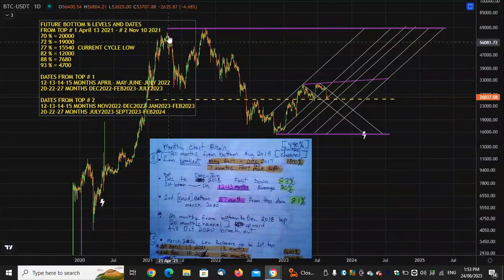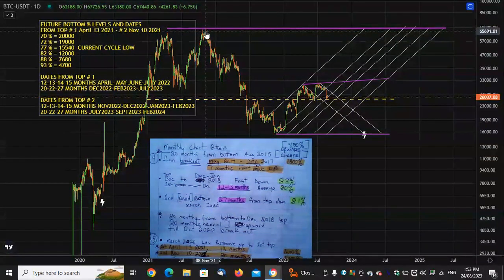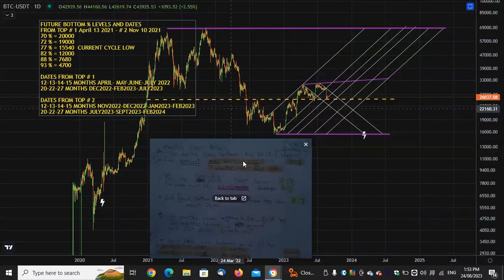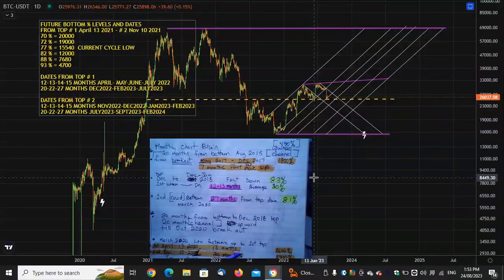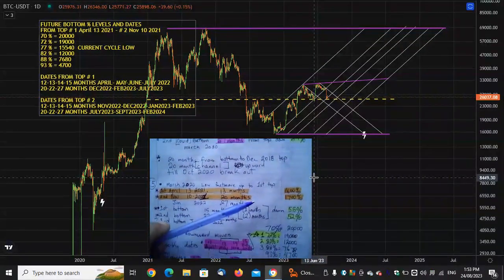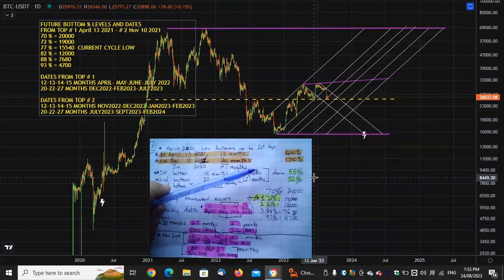And this is what we're talking about, our April and November tops here. From there, we had a 1,600 and a 1,700% move up here. I'm not sure if you can see that. Sorry, I didn't move it up. Here we go.